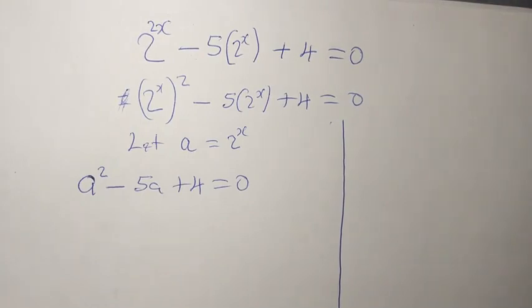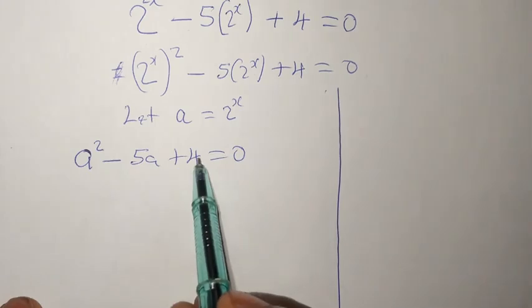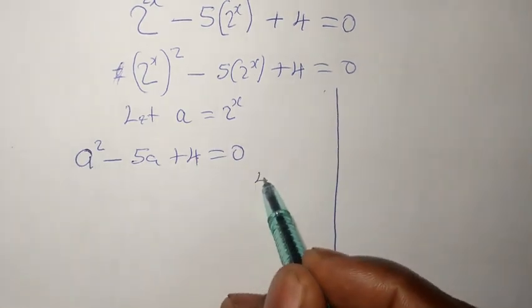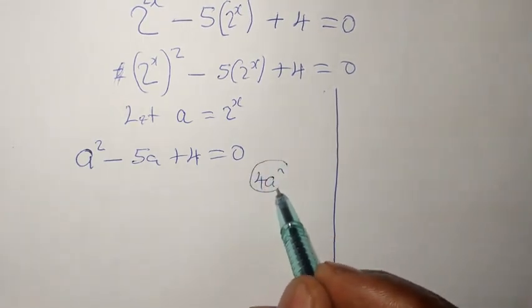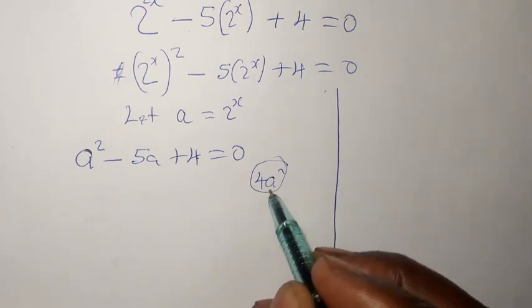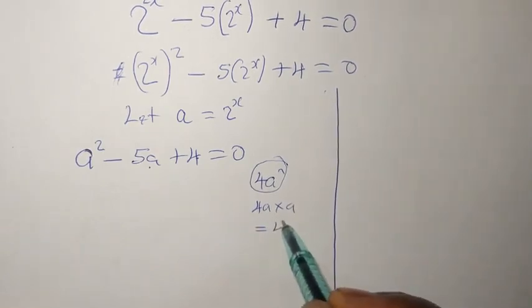Looking at this equation, it is in the form of a quadratic equation, so we can solve this either by using the completing the square method, the almighty formula, or the factorization method. I prefer the factorization method because it is simpler and straightforward. So what we'll do is multiply 4 times a square, so it will be 4a square. What are the factors of this that when you add or subtract, they will give you what is at the middle? You know that we have 4a times a is equal to 4a square.